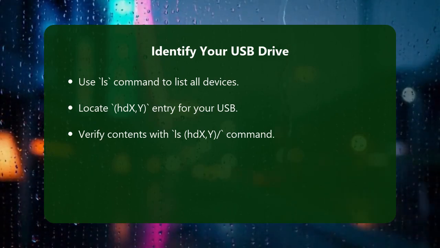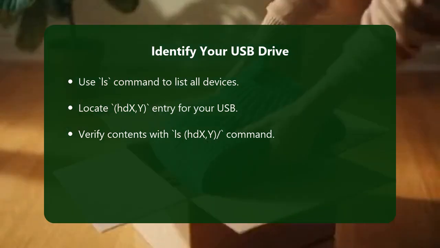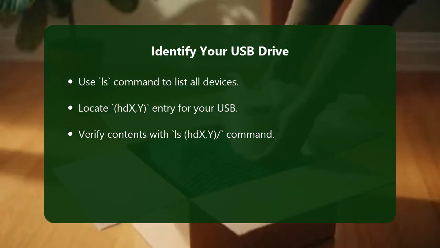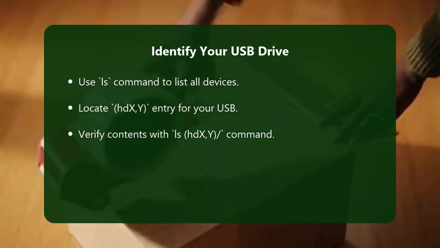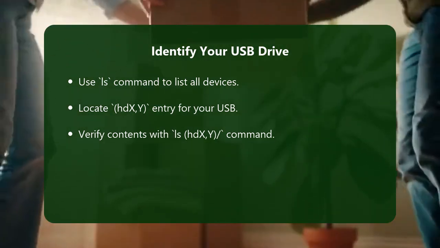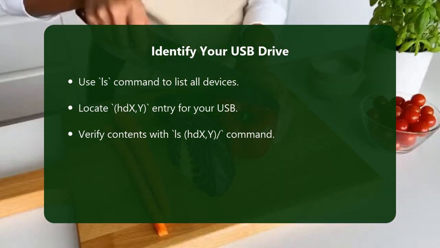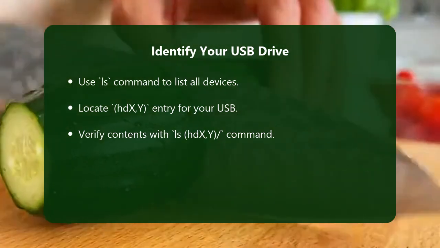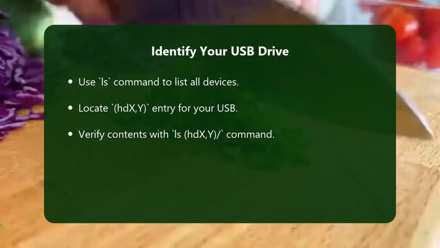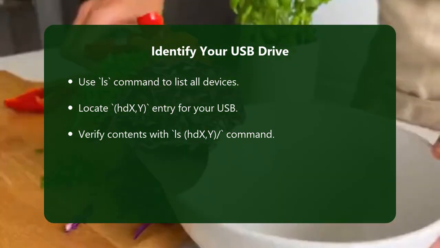Your primary task here is to identify your USB drive. Use the ls command to list all available storage devices and partitions. ls. You'll see entries like (hd0), (hd0,msdos1), (hd1), (hd1,gpt1), and so on. Internal hard drives are usually hd0, hd1, etc., and your USB drive will likely appear as another hdX device.